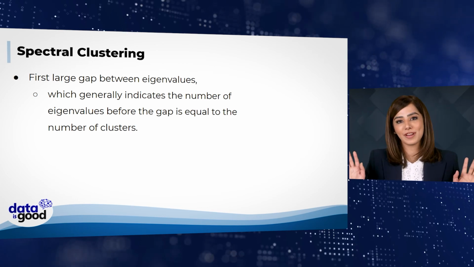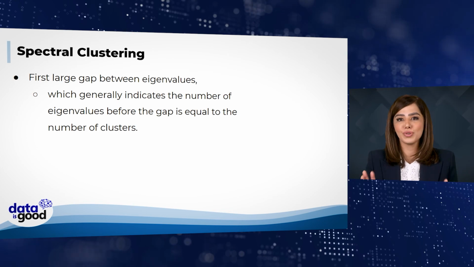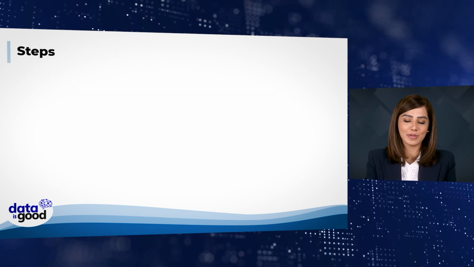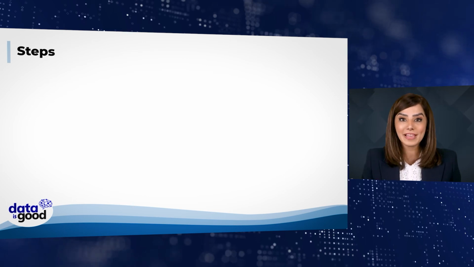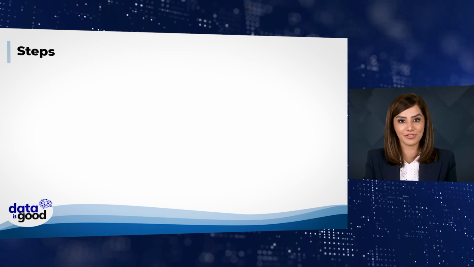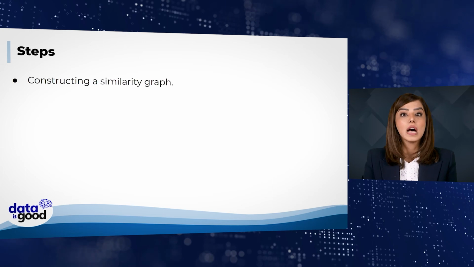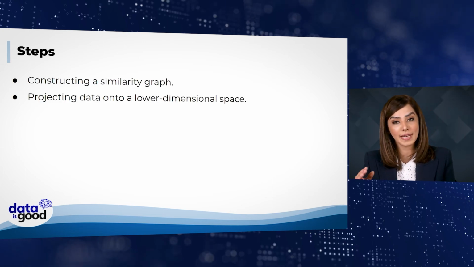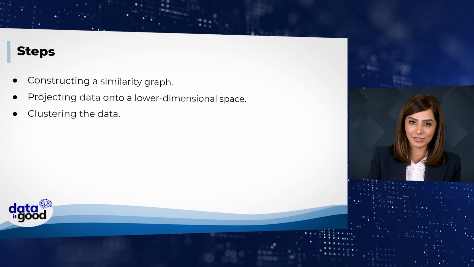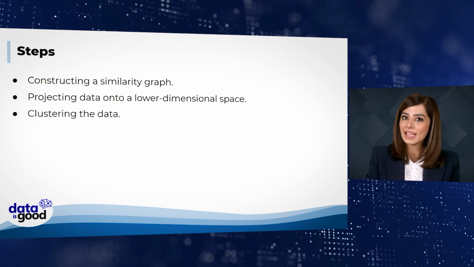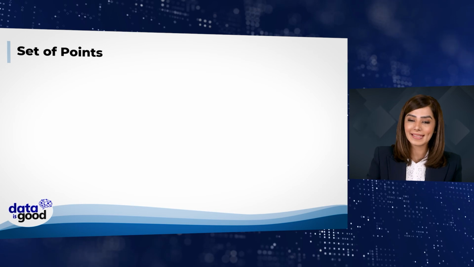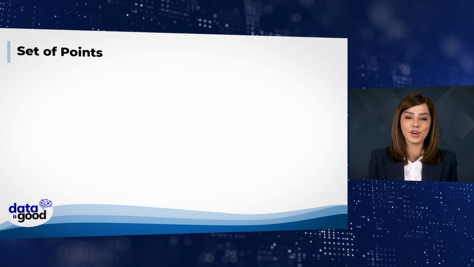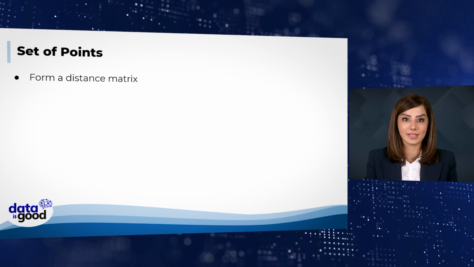Now you must be wondering how we are going to do the spectral clustering. Let's look at the steps involved in spectral clustering. The three major steps involved in spectral clustering are constructing a similarity graph, projecting data onto a lower dimensional space, and clustering the data. Given a set of points S in a higher dimensional space, it can be elaborated as follows. Form a distance matrix.